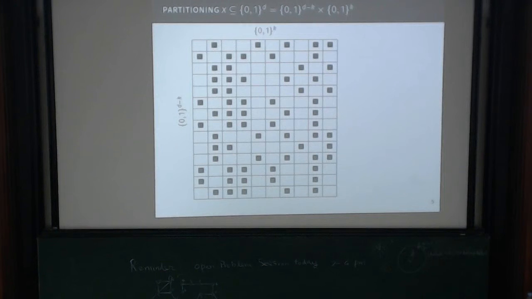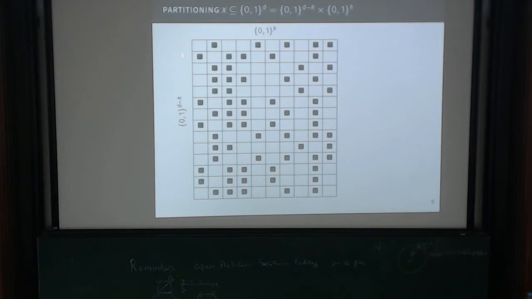So for this, let's choose some value of k. We will choose k later, and we will subdivide the coordinates. So we have d coordinates, into the first d minus k and the last k. And now our set X, for which we would like to obtain a linear extension for the polytope, looks like such a pattern, right?